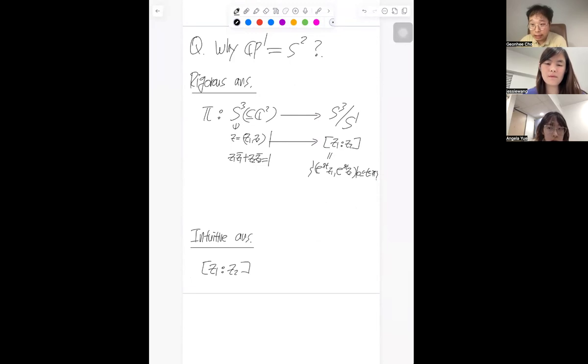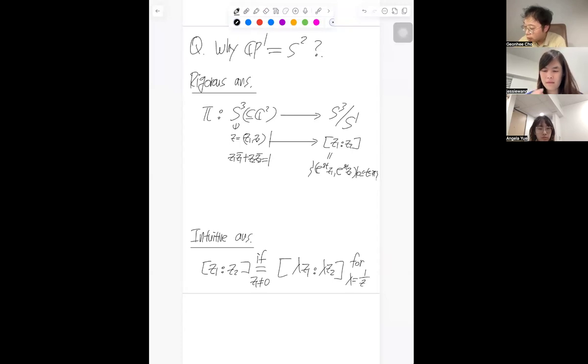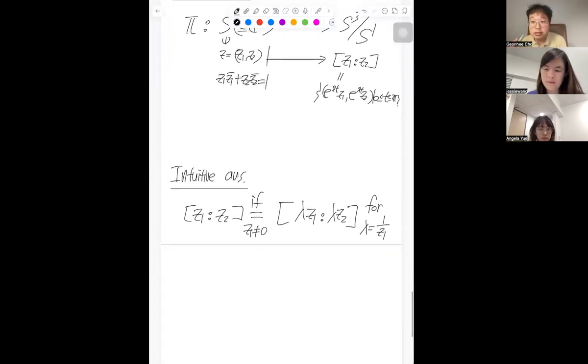I will play two things. If Z1 is non-zero, then let me multiply lambda Z1 with lambda Z2. Is that okay with you? Let me choose lambda given by 1 over Z1. Is this okay? Because Z1 is non-zero, 1 over Z1 is well defined as a complex value. Then you can plug in lambda equals 1 over Z1. Is that okay with you? Let's do it.